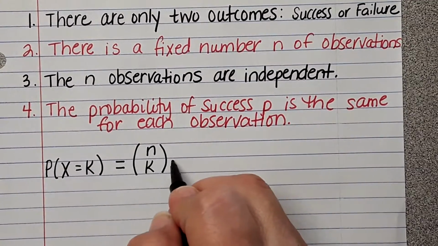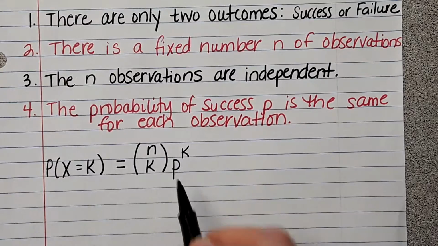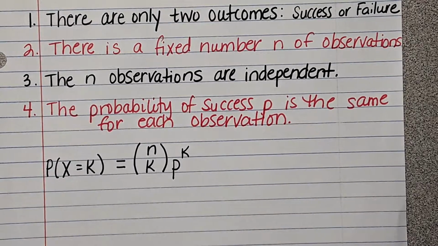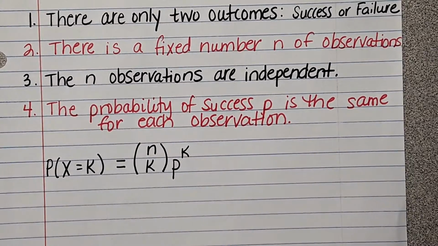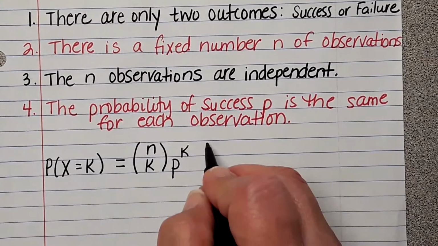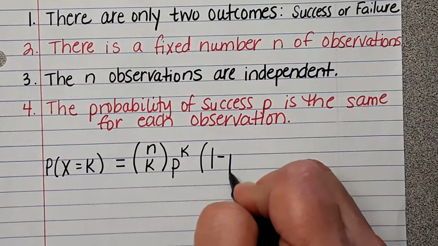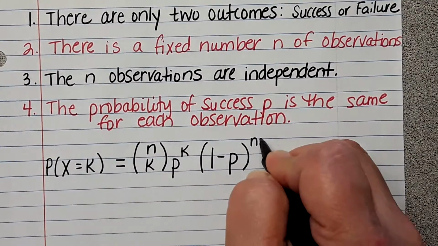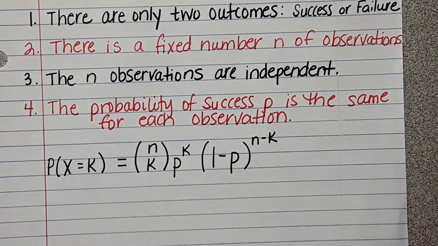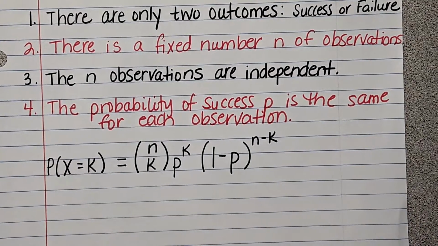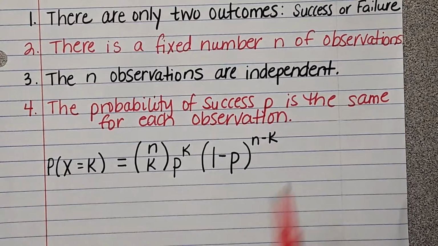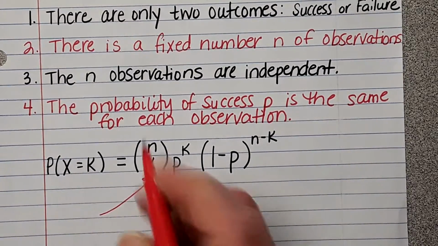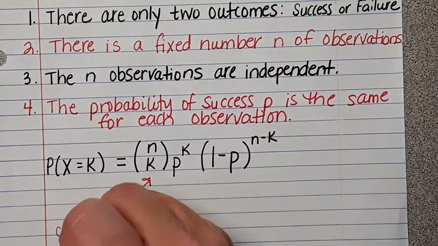I'll show you how to put it in your calculator. Then it's times the probability, and the P is the probability of success, okay? So the first one is always the probability of success, and K represents the number of successes. And then you always multiply it by the probability of failure and how many failures you have. So this is the formula that your calculator is doing. I need to tell you that this right here is called the binomial coefficient.